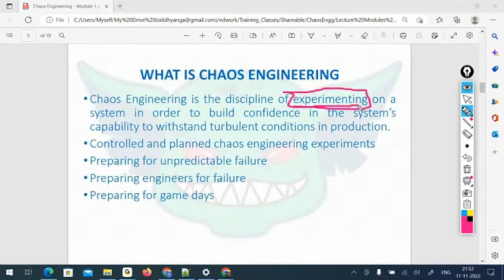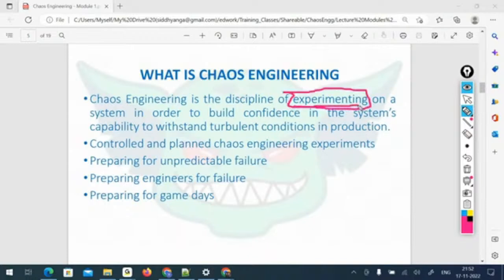Anyone heard about failover testing? Yes, sir. We intentionally stop one of the servers, a few of the servers, just to ensure that it routes to the other server. Or we stop one of the data centers, to check whether it goes to the backup or alternate data center. So that's failover testing.